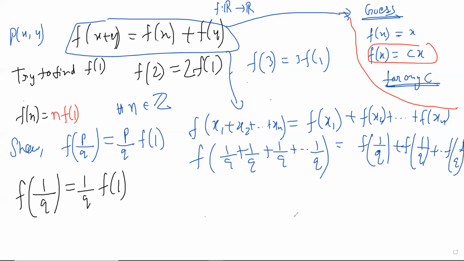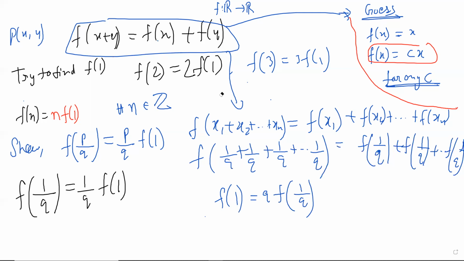So f of 1 is equal to q times f of 1 by q. Yes, right. So f of 1 is equal to q times f of 1 over q, which is exactly what we wanted to show.